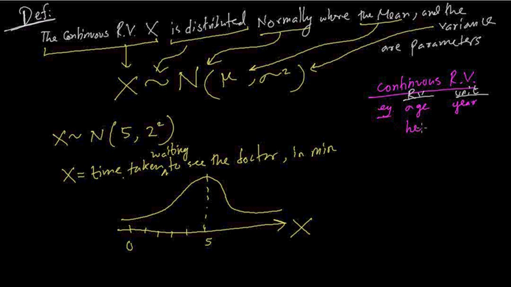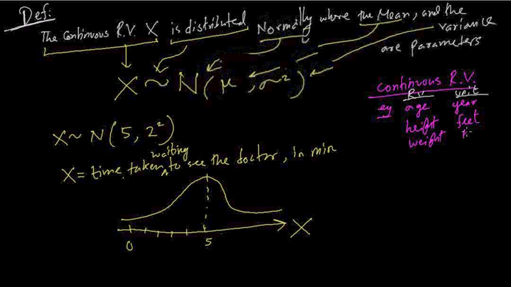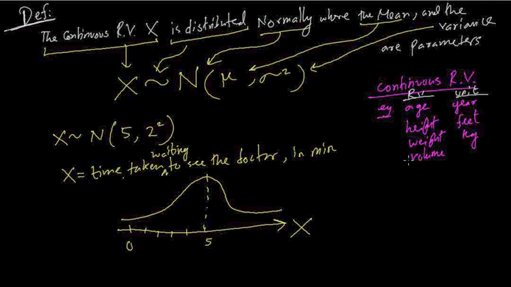Then we have the height. The height can be in feet, inches, or centimeters. Then we have the weight of the person, which can be in kg or pounds. Then we can have the volume of a certain object, measured in cm cubed or meter cubed. Then we can have area. Area is measured in meter squared. Then we have time. Time can be measured in hours, seconds, or minutes.